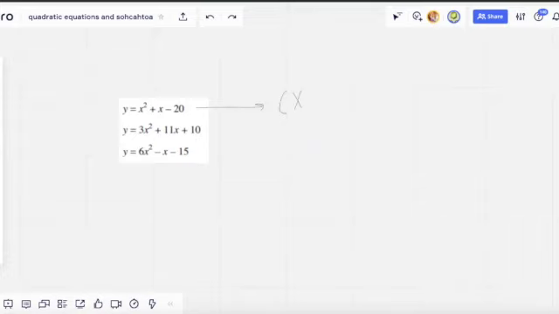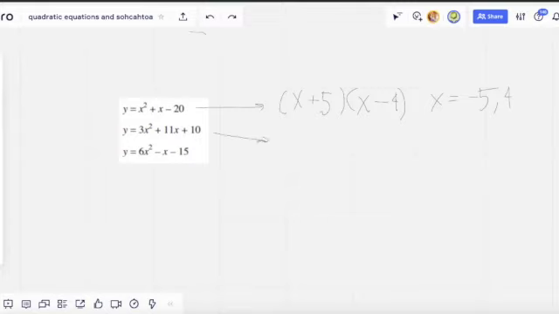Now the 2 numbers are, you kind of get better at this with practice, but it's +5 and -4, right? Because 5 times -4 multiplies to -20, and +5 minus 4 adds up to 1. So we know that the x's when this is 0 are going to be -5 and 4. Now for the second one and third one, I suggest we try using the formula.